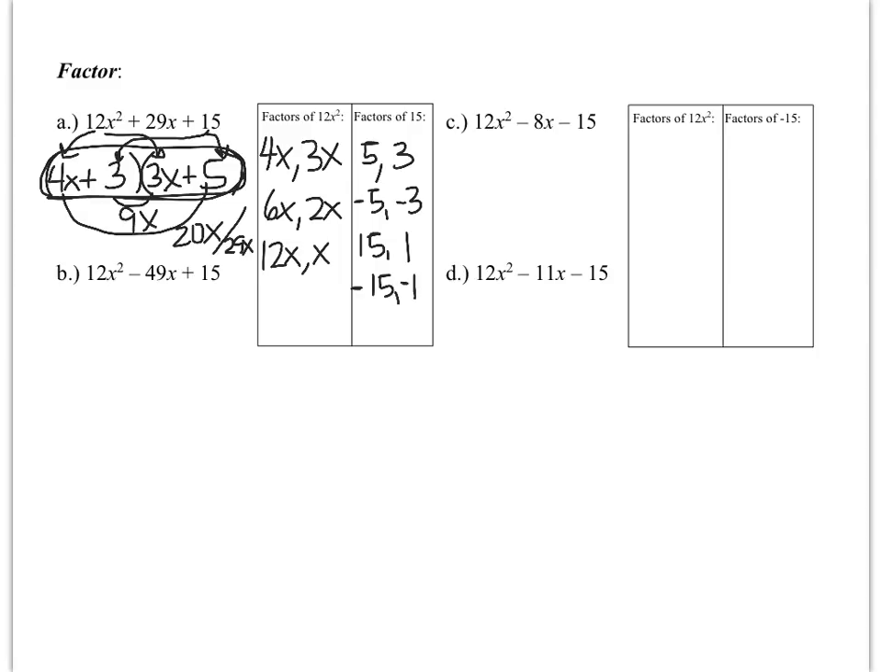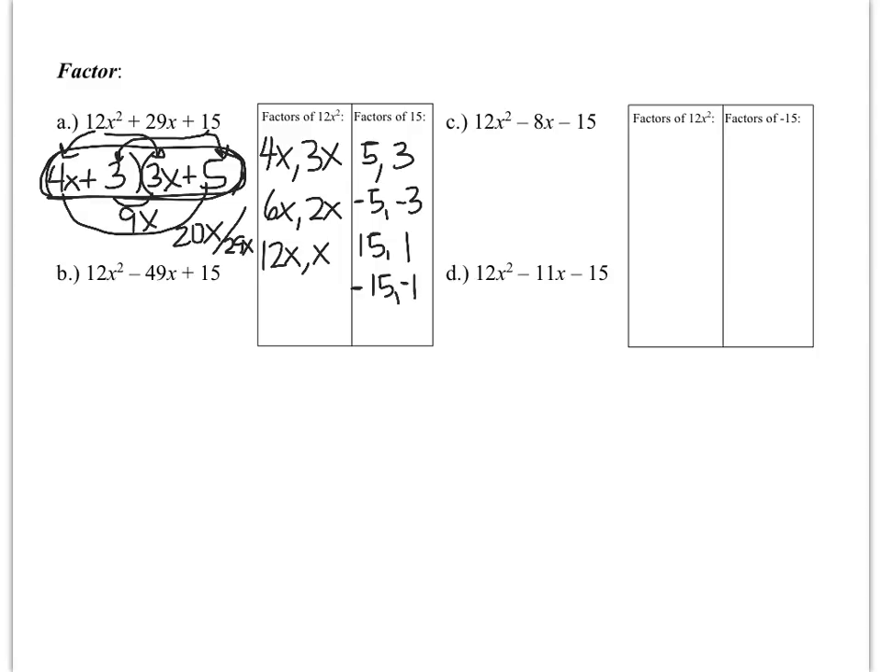Now, if this didn't work, then what I would choose to do is throw out the 3 and the 5 and try 15 and 1. Okay, and if that didn't work, then that means that the 4x and the 3x doesn't work. So I'm going to try 6x and 2x. If that doesn't work, maybe try 12x and x. So you might have to try lots of different possibilities.